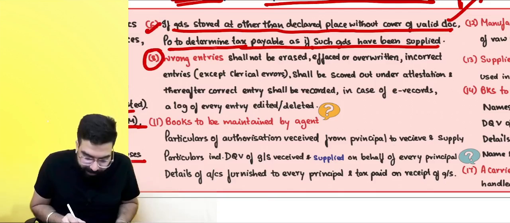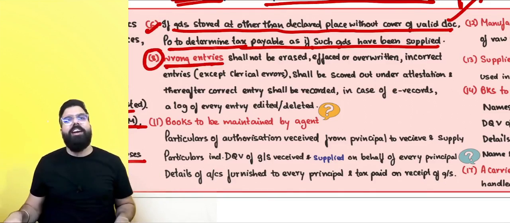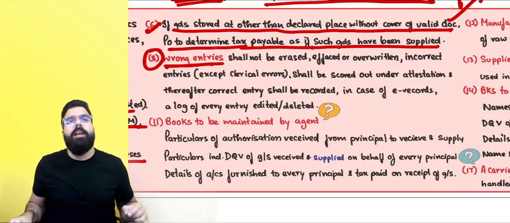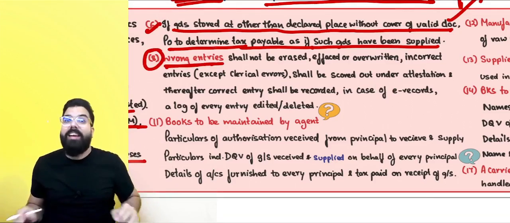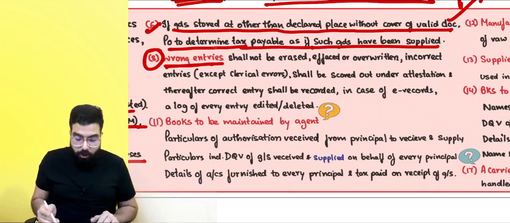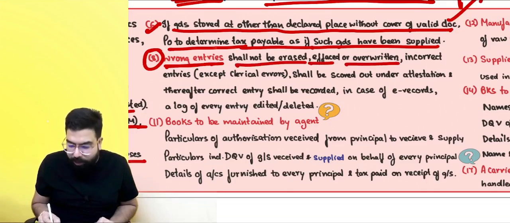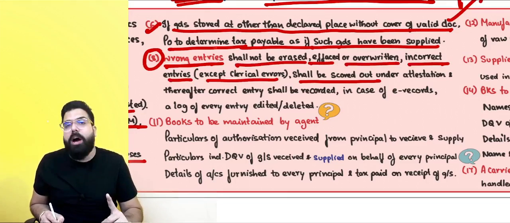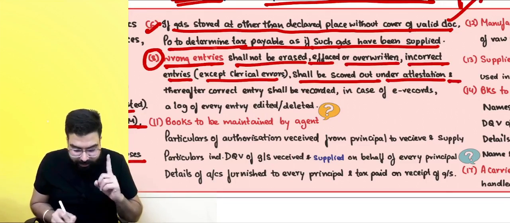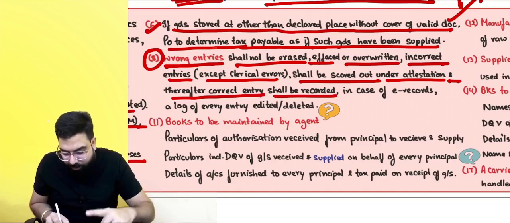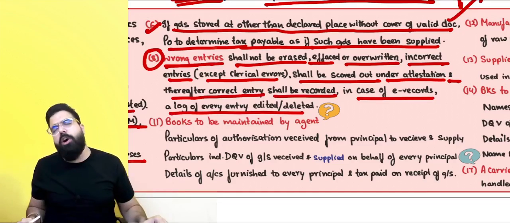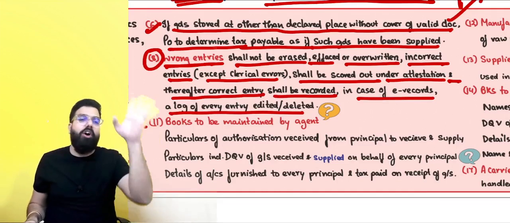Okay, sir. Now, rule number 56(8) talks about wrong entry. Sir, I made a wrong entry. Now what to do? They are telling that wrong entries should not be erased, effaced, or overwritten. Incorrect entries other than clerical errors should be scored out with attestation, and thereafter the correct entry should be recorded. In case of e-records, please maintain a log of the entries which are edited or deleted.